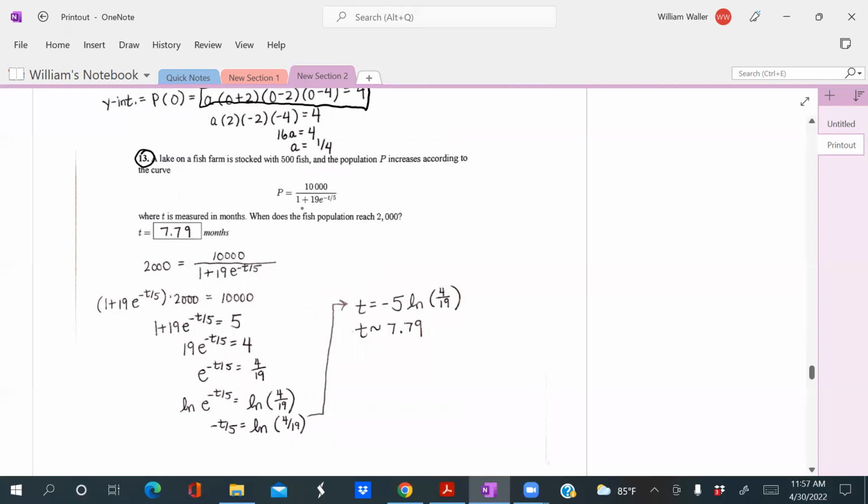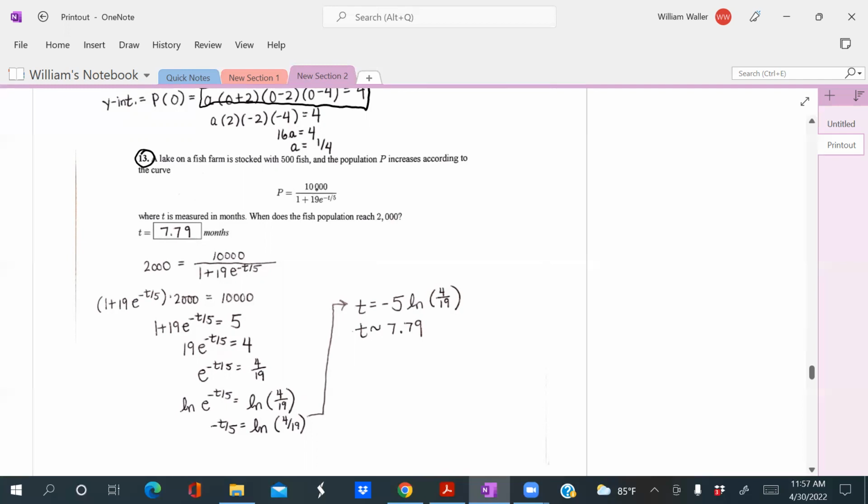So let's see what this function tells us. It says the lake on a fish farm is initially stocked with 500 fish, and the population is going to grow according to this curve. I wish we could see a graph of that curve. Unfortunately, I did not make a graph of that.